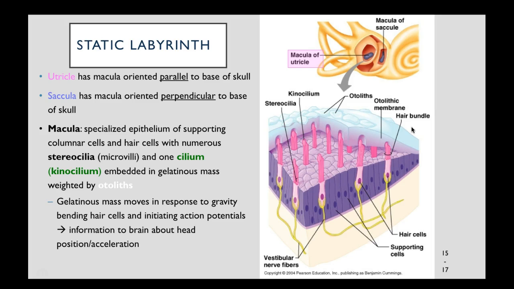What is a macula? The macula is going to be specialized epithelium that has these columnar cells seen in purple over here that are going to contain hair cells with lots of stereocilia and one cilium or kinocilium that is embedded within a gelatinous mass weighed by otoliths. Otoliths, think of it as like a stone. So the stone that you see pictured here is going to move or weigh more on one side than another, and that will help determine where we are in space.